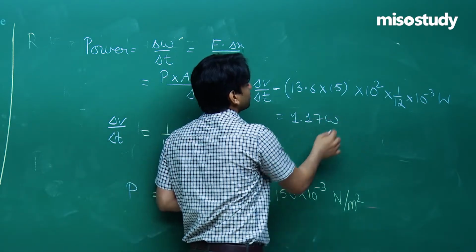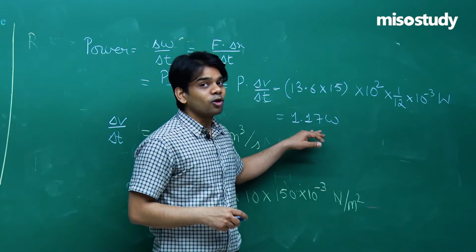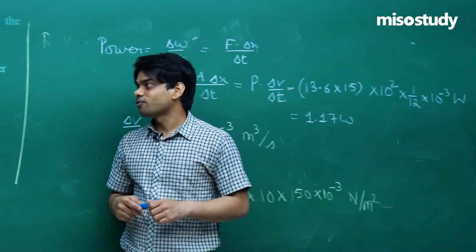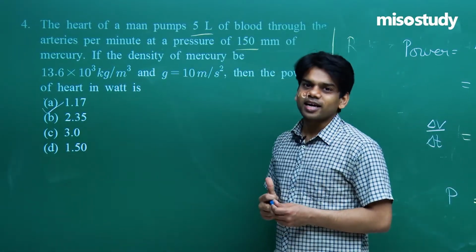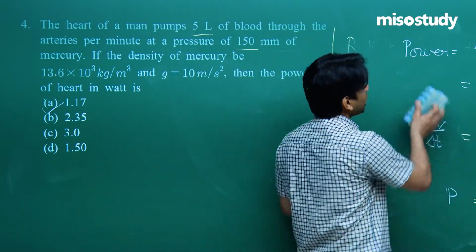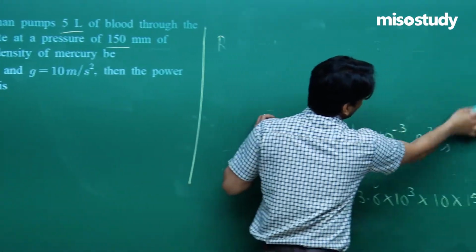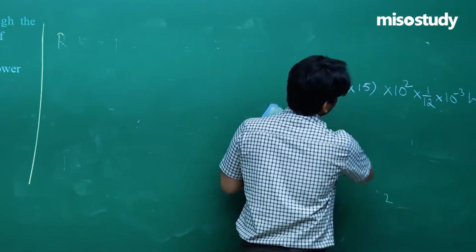This is a previous year AIPMT question, so I believe you can understand what kind of questions are asked in your examination. 1.17 watt, option number A clearly matches, so this is the right answer for our question. Sometimes calculation based questions can be asked in your examination, so you should be thorough with how to proceed with such kinds of questions.